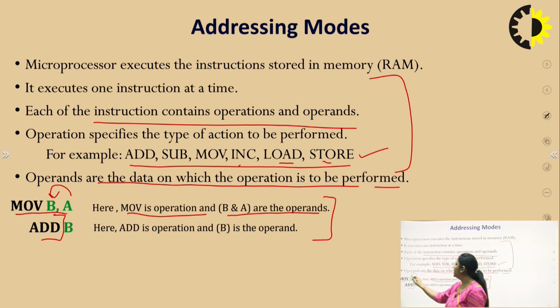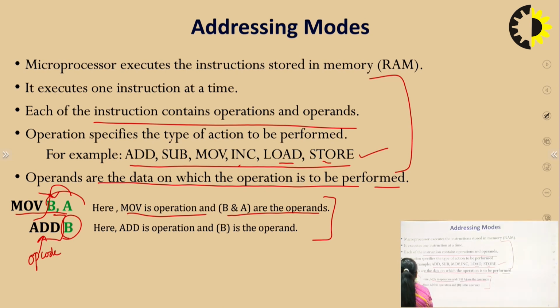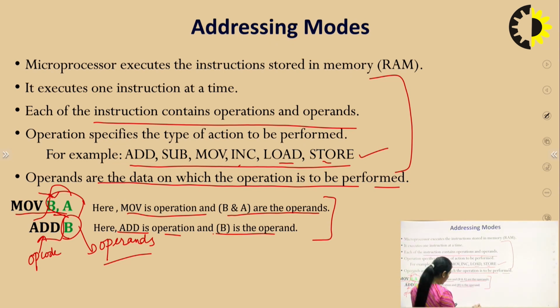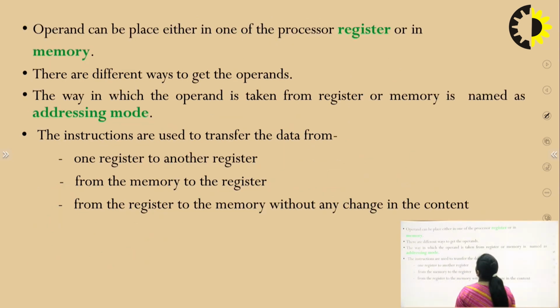ADD and MOV are our opcodes, and these are our operands. In ADD B, add is the operation and B is the operand. The operand can be placed in either the processor register or in the memory. There are 2 places where operands can be placed: one can be the register and another one can be the memory.